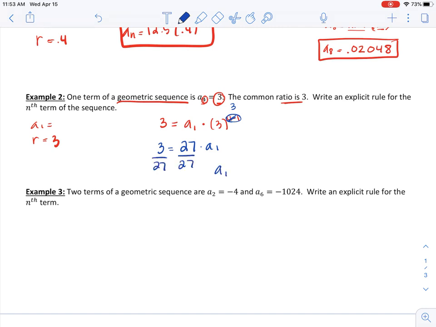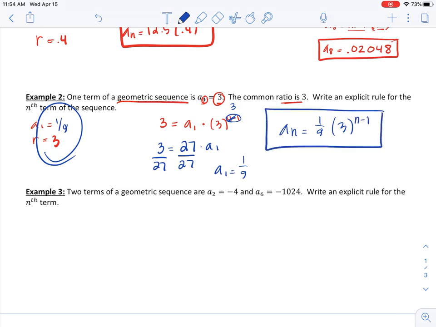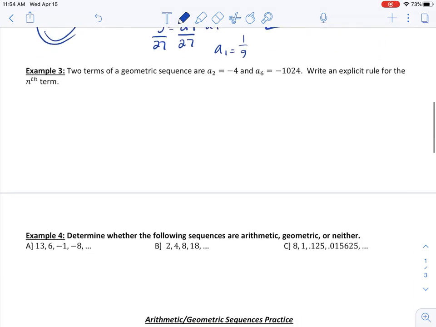And then instead of turning that into a decimal, because it's not a nice decimal, I'm just going to simplify the fraction. 3 goes into itself once. 3 goes into 27 9 times. So 1/9. So now I can write my formula, my rule, since I have these two things. A sub n equals my first term, which is 1/9, times my ratio, which is 3 to the n minus 1 power. Okay? All right, next one.